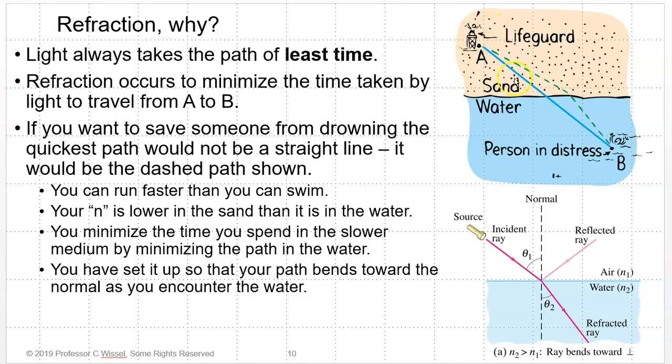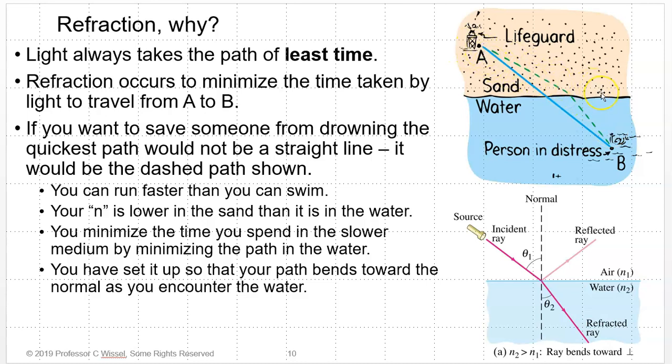Light's job is to get from A to B, and it will refract to minimize the time it takes to get from A to B. Suppose you're a lifeguard and you're watching the ocean. Your lifeguard stand is here and somebody gets in distress over here. You realize maybe you can run on sand at 16 miles an hour. It's a short sprint. But you can at most only swim 2 miles an hour. You're going to try to spend as much time on the sand as you can.